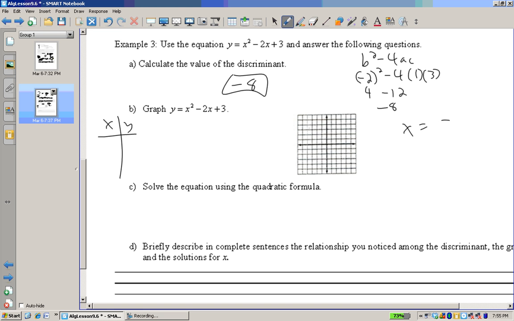x equals the opposite of b, which is negative 2, over 2a, which is positive 1. Opposite of negative 2 is positive 2. 2 times 1 is 2, so we end up with 1. So the vertex, the x-coordinate, is 1. That will be the center of my table here, my x, y, t chart. So go up 1, up 2, down 1, down 2, and we simply want to plug these values in.